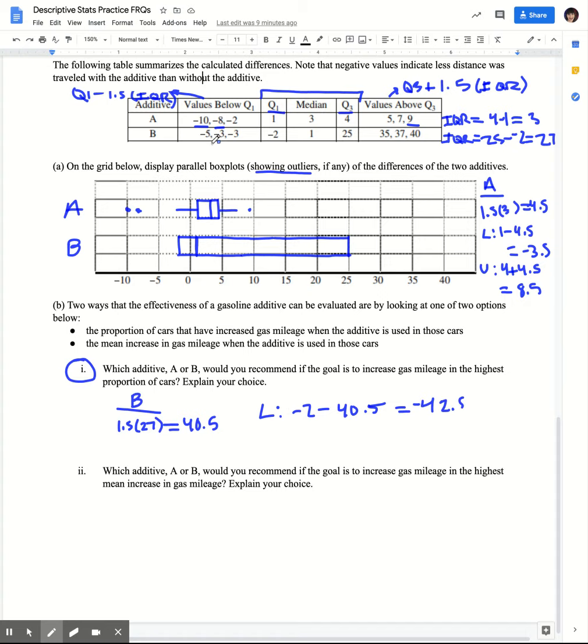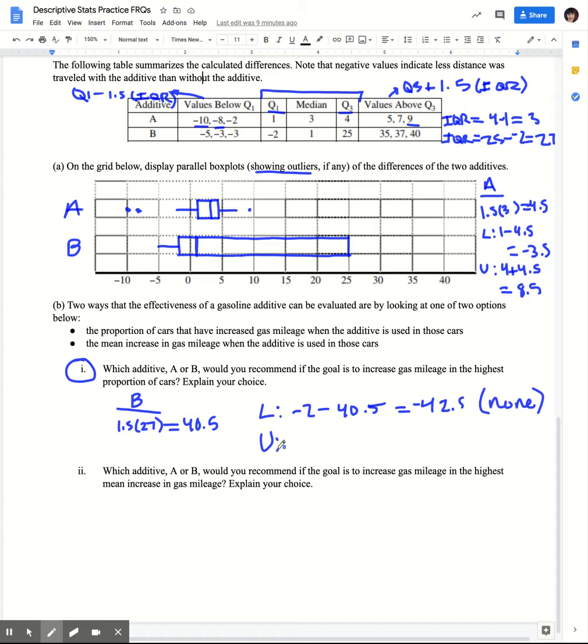which I don't have any values below, right? My lowest value is negative 5. So I can just go to negative 5, that's my lowest value, and draw my whisker in. Okay, so there are no lower outliers.